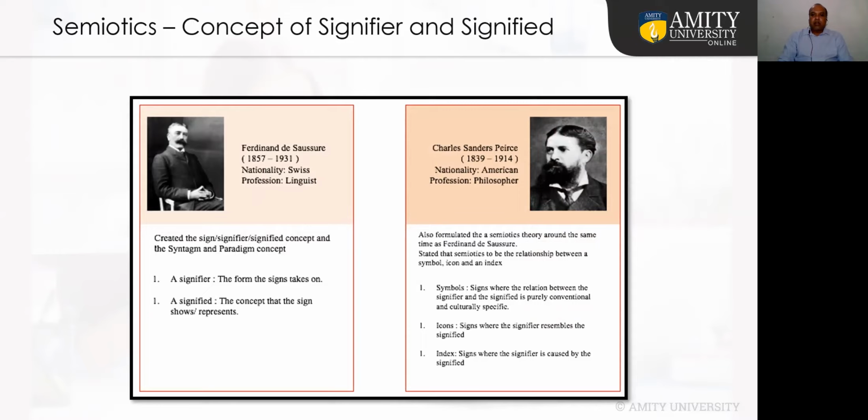And around the same time, Charles Sanders Peirce also formulated a semiotics theory, like Ferdinand de Saussure. He stated semiotics to be the relationship between a symbol, icon, and an index. Symbol signs are where the relation between the signifier and the signified is purely conventional and culturally specific. Icon signs are where the signifier resembles the signified. Index signs are where the signifier is caused by the signified.